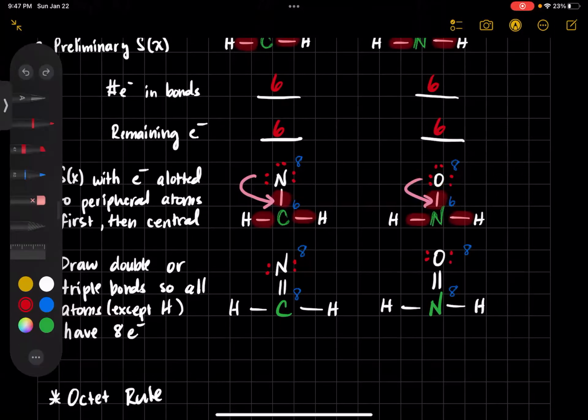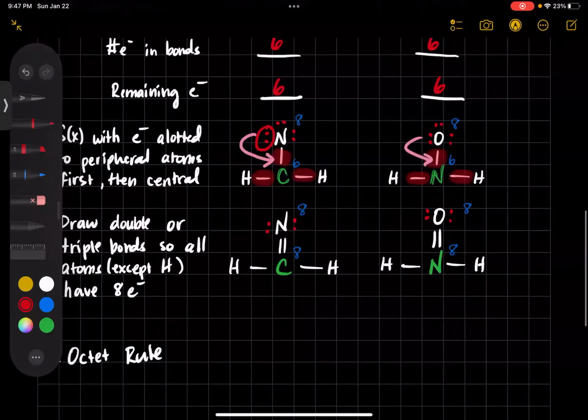We need to give the central atoms 8 electrons without necessarily taking away electrons from the peripheral ones. And so we draw a double bond using a lone pair here and a lone pair here. And then we get our final structure, do our electron tallies. And here we go.